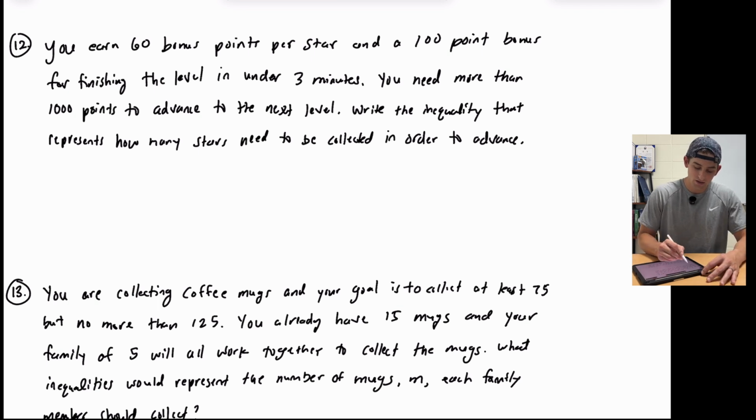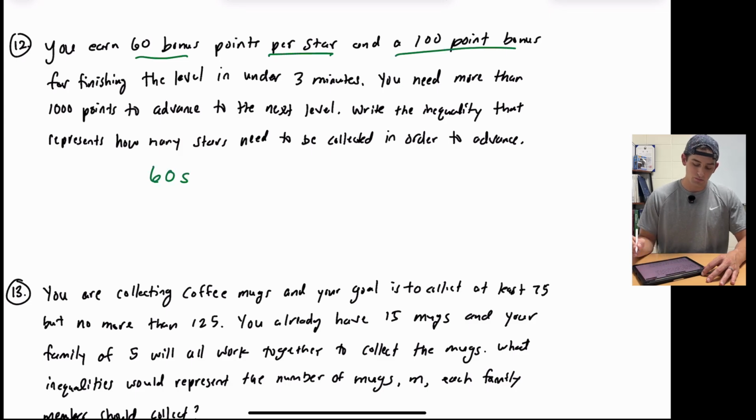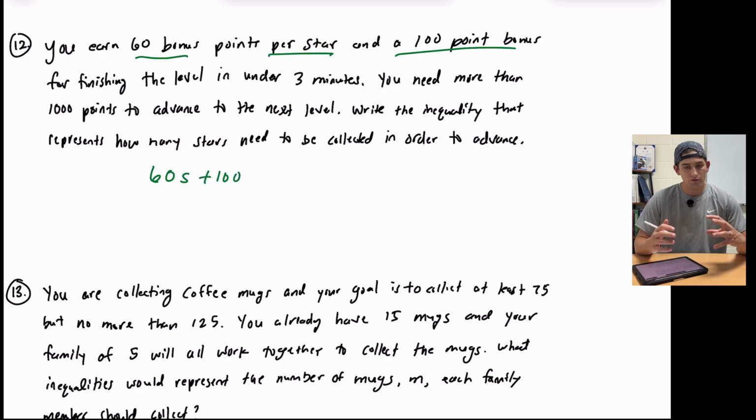All right, well, we get 60 points per star, so let's call that 60s. We get a 100-point bonus if we finish under 3 minutes, so let's assume we're finishing under 3 minutes, so we're going to get that plus 100. So all of those points together needs to be more than 1,000, right?